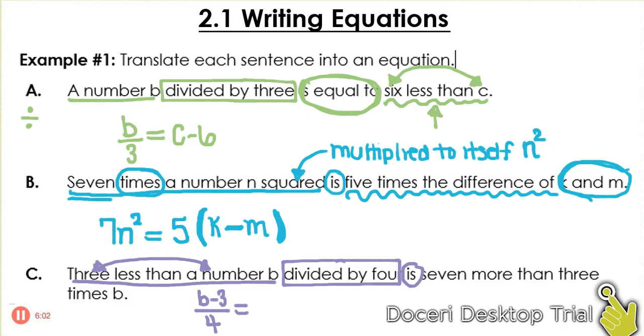And then it says 7 more than 3 times B. So we know that more means to add, but when it's coupled with more than, that makes it a turnaround word. So I'm going to be adding 7 to something. Well, what am I adding 7 to? I'm adding 7 to 3 times B. So 3B. I don't write our multiplication sign anymore in Algebra 1.